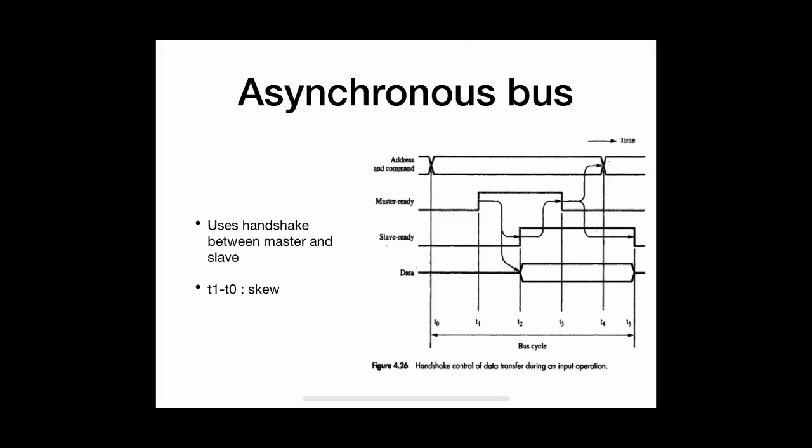Now at time t5, the device finds that the master ready signal is dropped. So the data transfer is over. The device removes the corresponding slave ready signal and the data from the corresponding bus. So this will complete the input transfer.